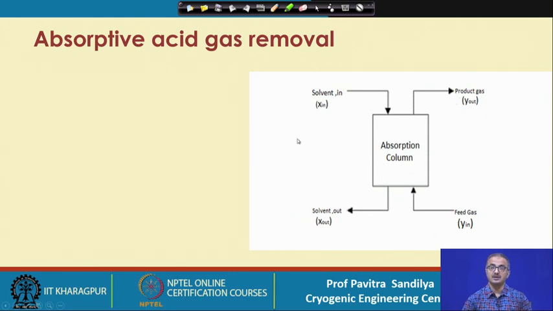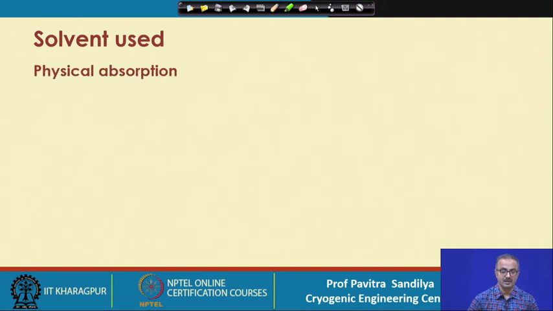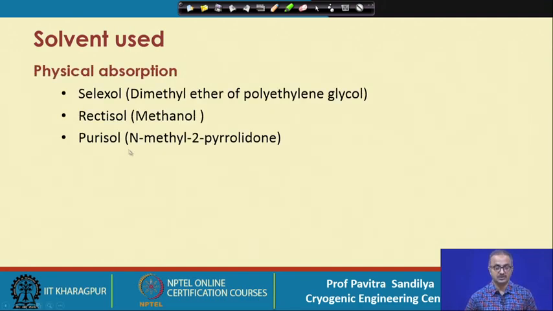So, that is how a typical absorption process looks, and we have various types of absorption processes: physical, that means without any kind of reaction; chemical, with reaction; and hybrid, which includes both physical and chemical absorption. First we come to the physical absorption. The solvents used here are Selexol, Rectisol and Purisol, which are commercial names. They are all compounds whose compositions are proprietary, that is why they have been given commercial names.